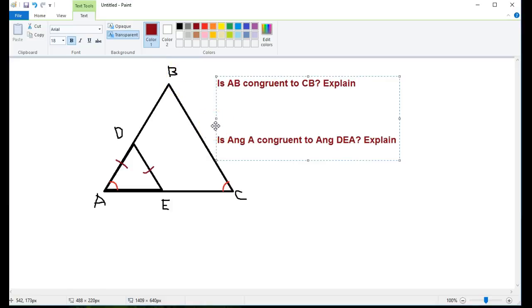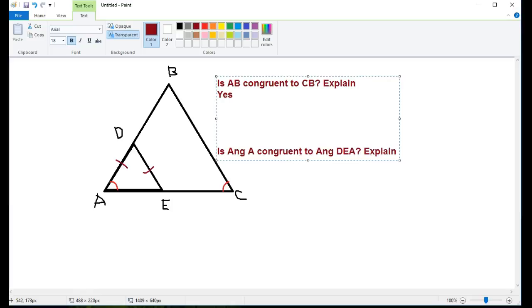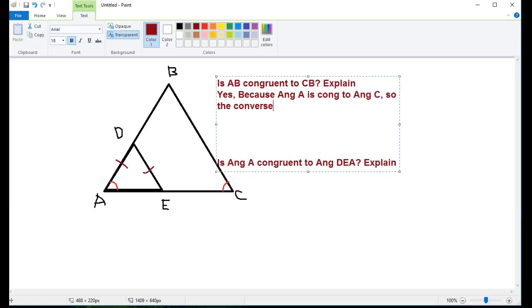What do you think? So this would be yes. They are congruent, but why are these two congruent? These two would be congruent because we have this angle here and this angle here. These are congruent. So when we have two angles that are congruent, then these sides are also congruent. So we could say yes, because angle A is congruent to angle C, so the converse of the isosceles triangle theorem.